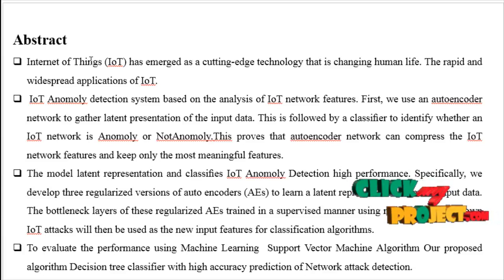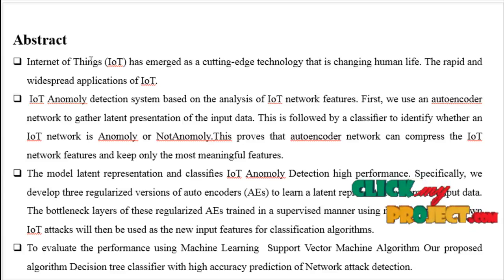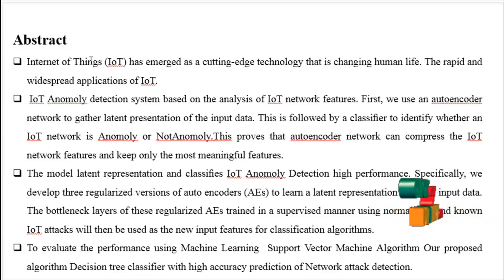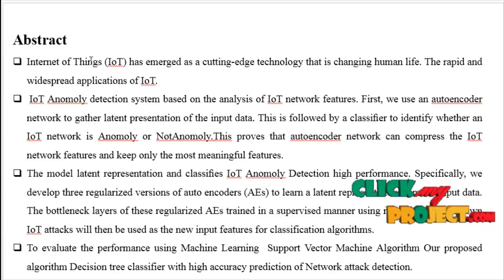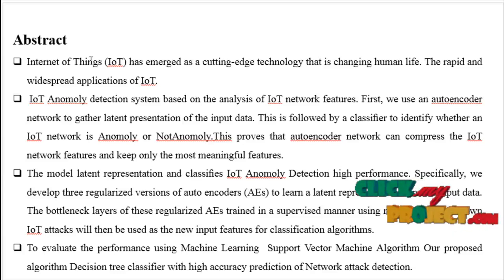Specifically, we developed three regularized versions of the autoencoder to learn a latent representation from the input data. The bottleneck layers of these regularized autoencoders are trained in a supervised manner using normal data. Unknown IoT attacks will then be used as new input features for classification algorithms to evaluate the performance using machine learning support vector machine algorithm. Our proposed algorithm, the decision tree classifier, gives high accuracy prediction of network attack detection.